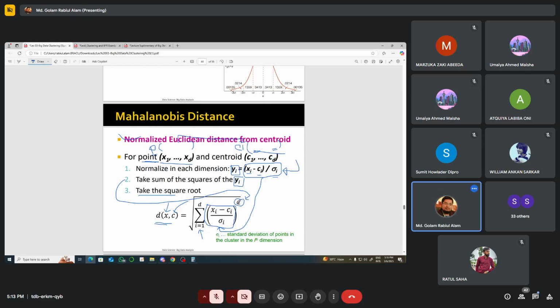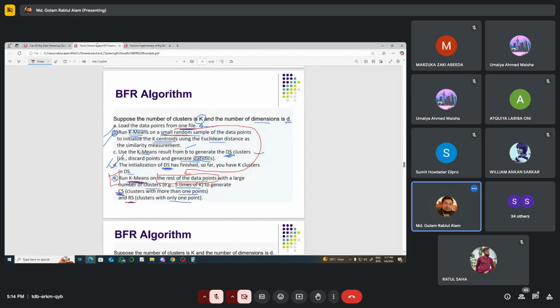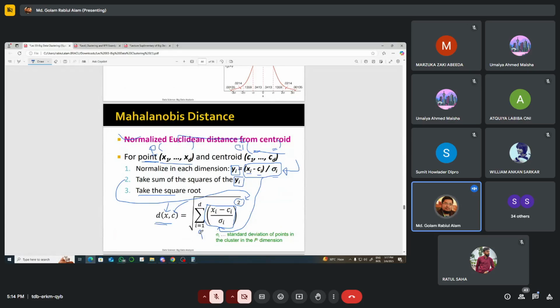So we have to square the term. That means this one we have to square it. Then we have to take the summation over the dimensions, i equal 1 to 2. So we have considered the first dimension, then we have to consider the second dimension now.